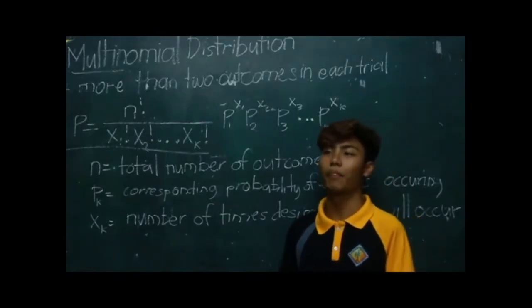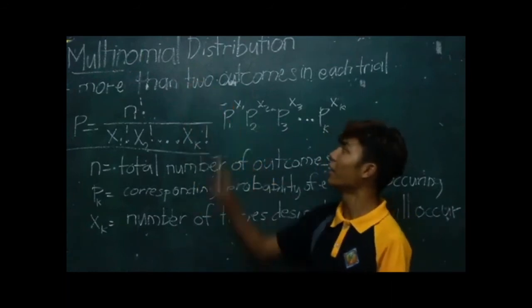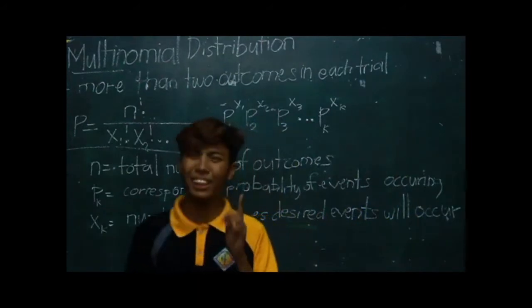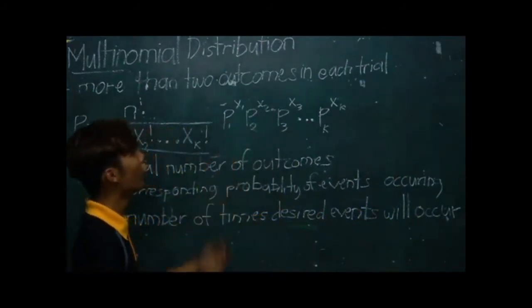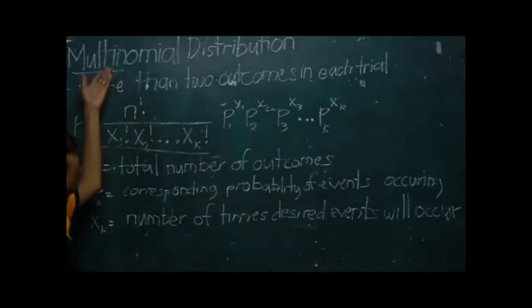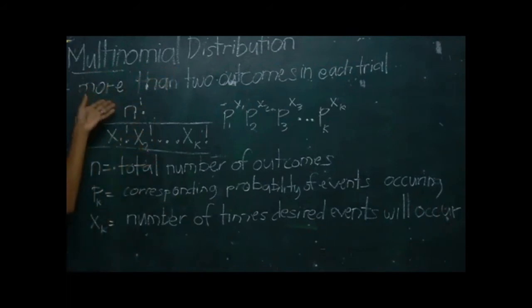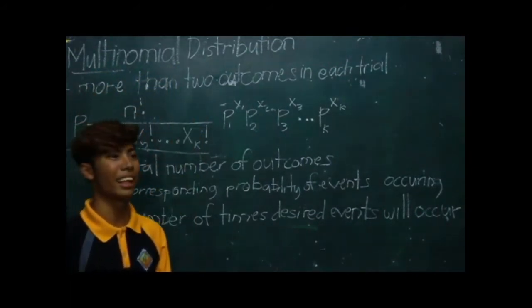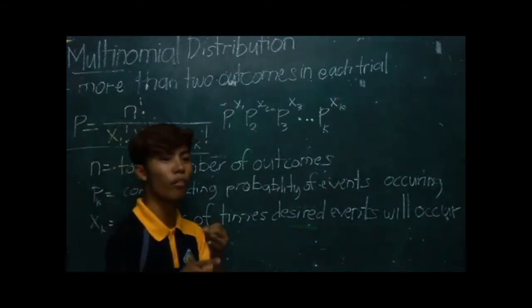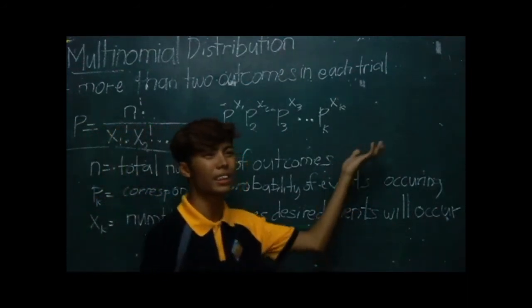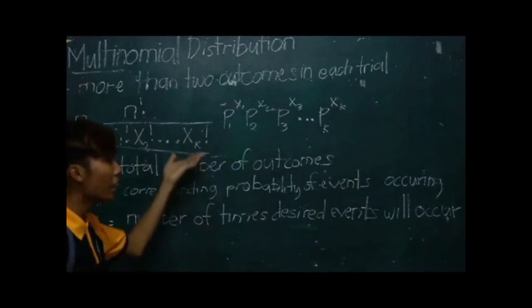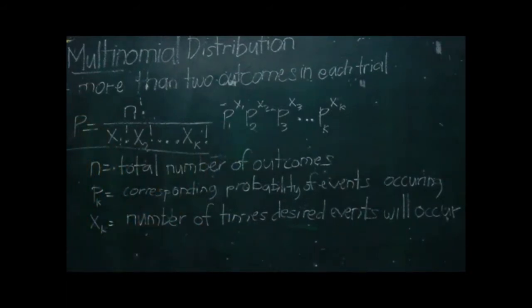Good day, I am your video presenter and I am here to discuss multinomial distribution. So, what is a multinomial distribution? Well, as you can see in the word itself, multinomial distribution, it means there are 2 or more outcomes in each trial. So that is 3, 4, 5, 6, 7, 8, and so on and so forth. How can we solve a multinomial distribution?